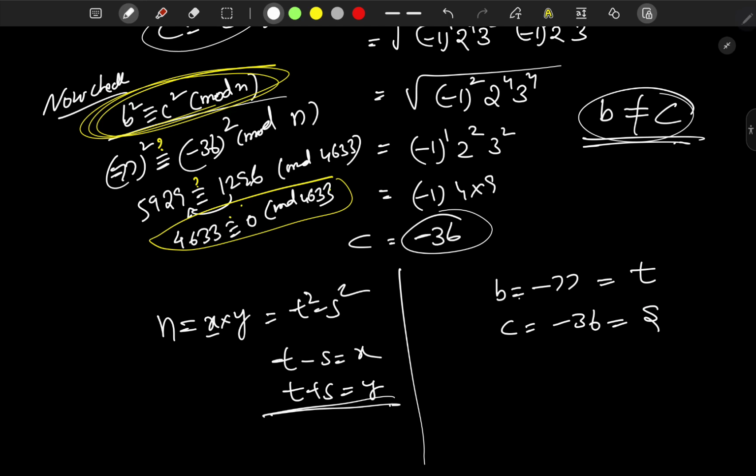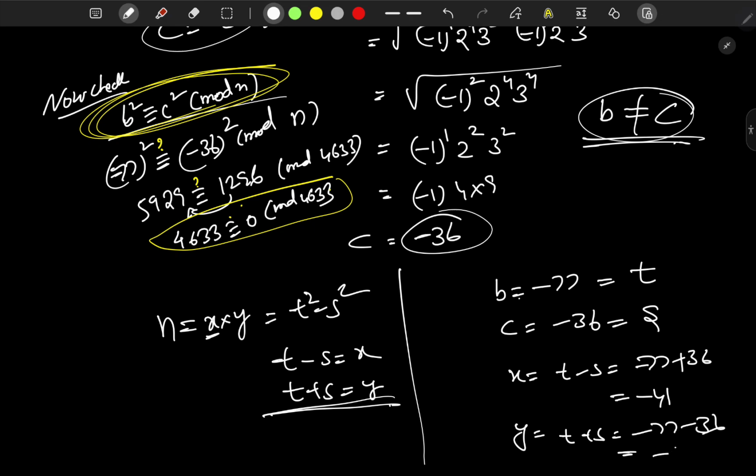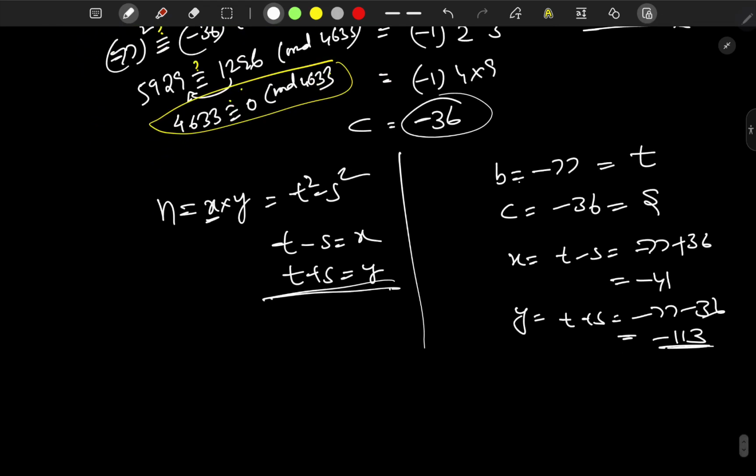Now tell me the value of x. x is nothing but t minus s, 77 minus 36, so minus 41. And what is the value of y? t plus s, 77 plus 36, so 113. Therefore I have successfully found that my 4633 can be expressed according to this factorization, Fermat factorization.